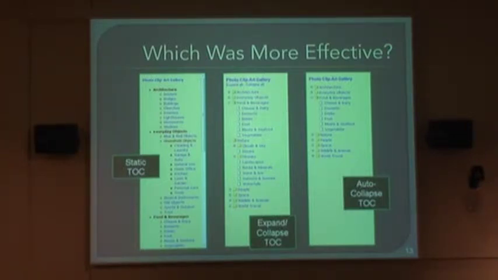Anybody have any questions about how the three conditions worked? No questions? So static table of contents, expand-collapse table of contents, or yes? They all have the same number of levels. The hierarchy is exactly the same in all three. It's just a question of how you interact with that hierarchy.